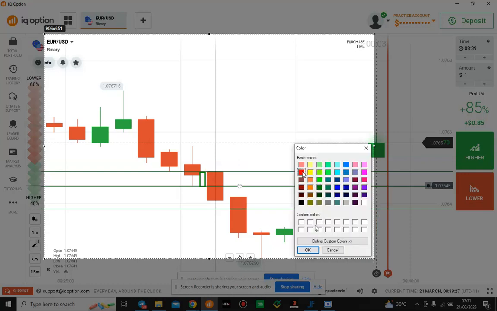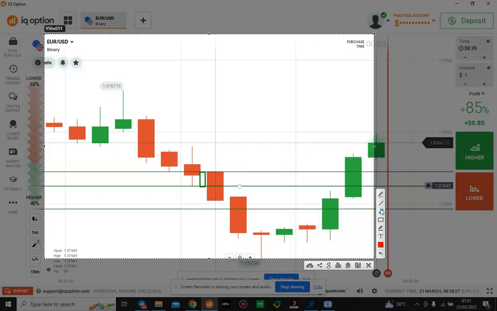Then sellers push the price down from this level. You can see this red candle. Sellers push the price down. So that indicates that from here to here is where the buyers actually entered.